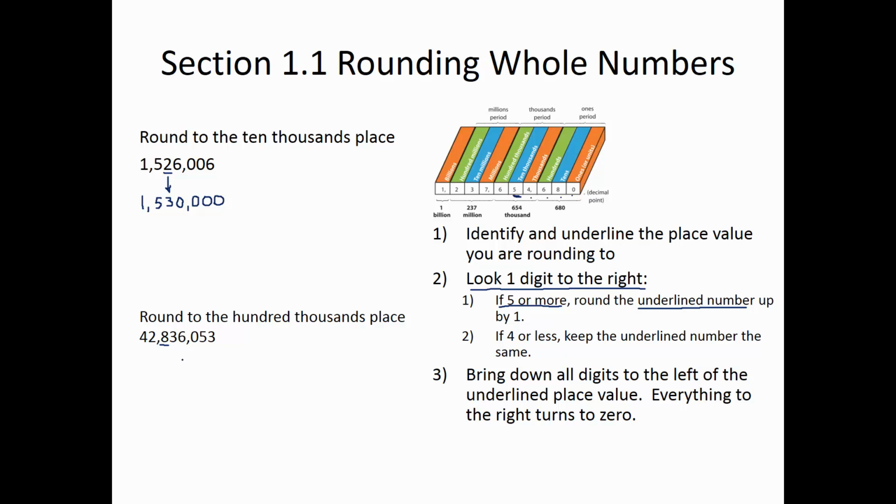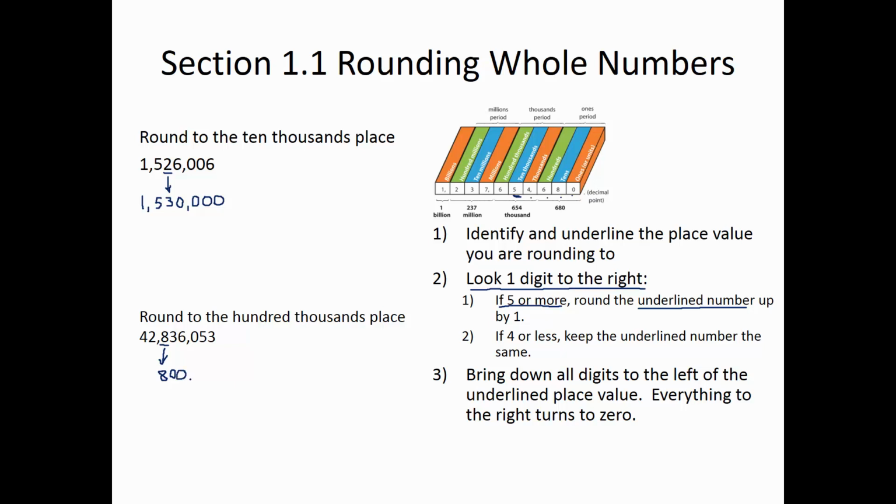It's not the number we're rounding, but it's the number that gives you a bunch of information about what you need to do. And since 3 is 4 or less, that means I'm going to keep my underlined number, my 8, the same. It's not the 3 that stays the same, it's the underlined number, the 8. Now, everything after that always turns to 0 when you're dealing with whole numbers, even the 3.